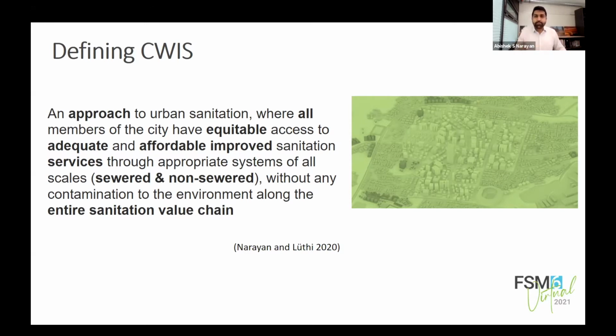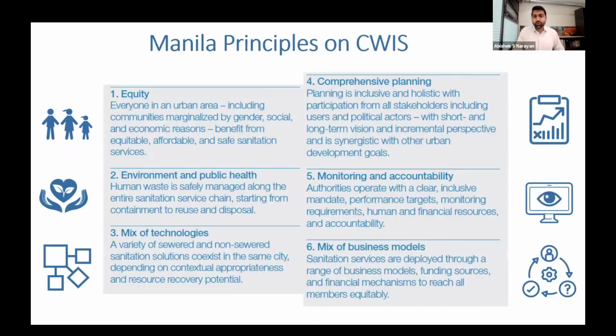But if you want to split this and really understand what CWIS is, I think this slide gives you the most important information. CWIS is basically 6 important things. First is equity, to make sure that everybody has the same kind of access and there's no one who's marginalized, no one's left behind. Similarly, we take care of both public health and environmental health. And we do this through a mix of technologies, centralized, decentralized, and all that. And we also have to think about long-term comprehensive planning, which is inclusive. And once things are implemented, we need to have clear accountability, political will, capacities and so on. And this also allows the private sector to participate. So these are the 6 most important things on what CWIS means, and it covers the entire spectrum.